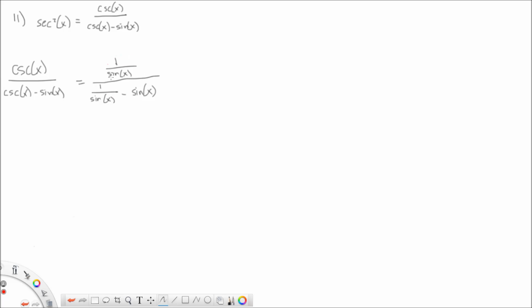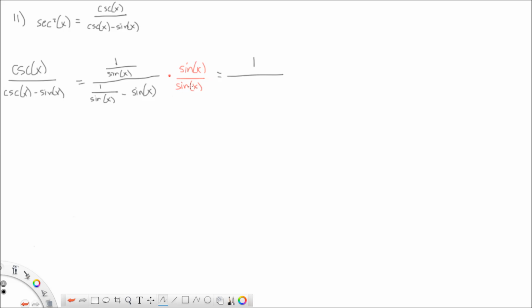We have these complex fractions, so to get rid of the complex fractions, I'm going to multiply this rational by sine of x over sine of x. Alright, what's going to happen now? Well, in the numerator, the sine of x is just going to be multiplied by 1 over sine of x, so it's going to be sine of x over sine of x, which is just 1.